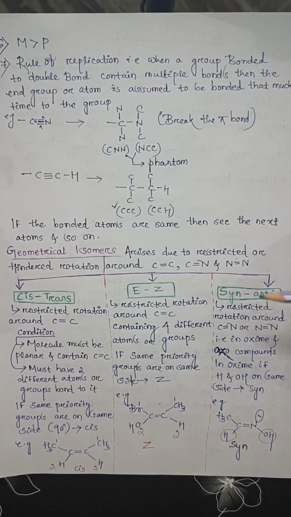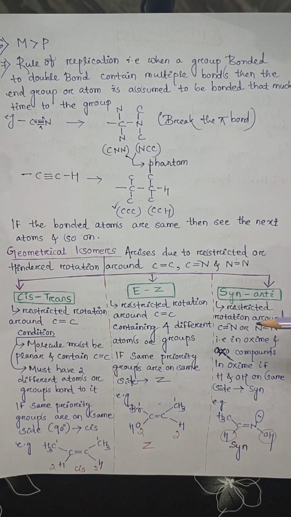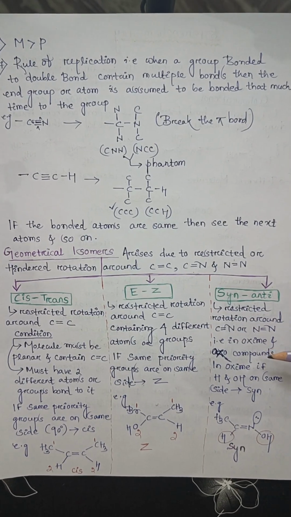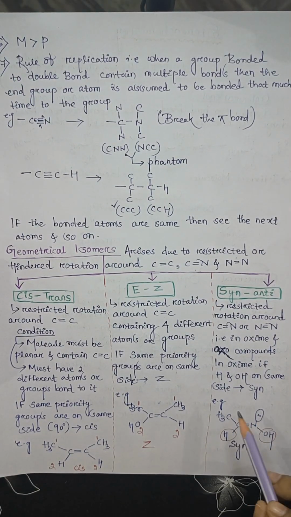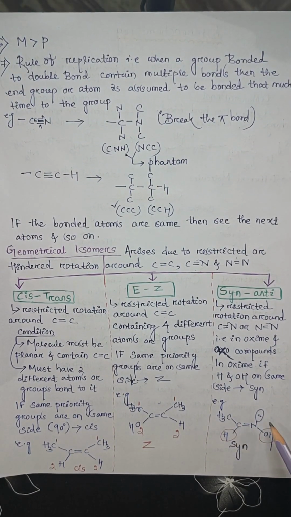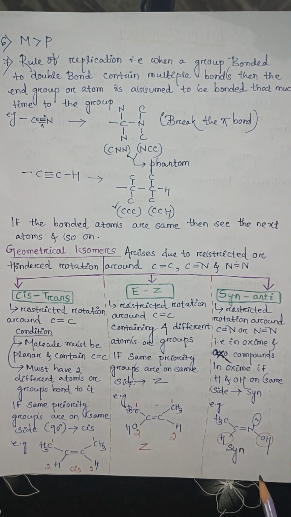Similarly, syn-anti arises due to restricted rotation around C double bond N, that is oxime, or N double bond N, that is azo compound. In oxime, we will see on the basis of H and OH. If H and OH are present on the same side, it is syn. If on different sides, it is anti.